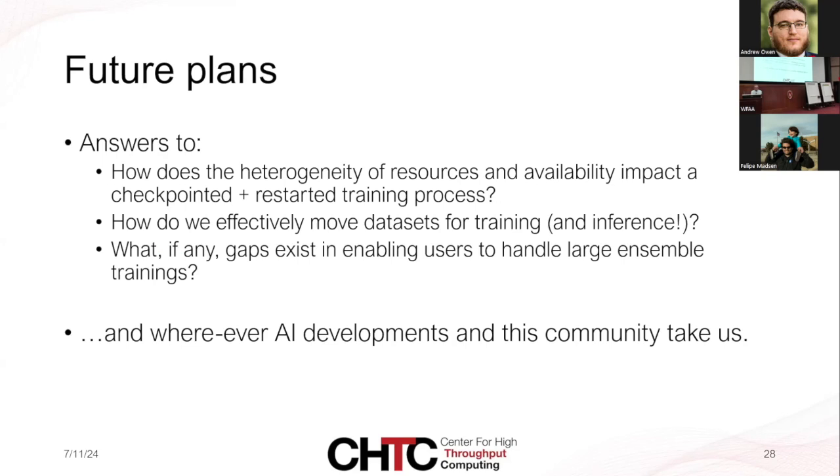What kinds of things can we do to more effectively move data sets for training and inference? We're addressing some of this with Pelican, but are there other expectations that users have? Maybe they don't use PyTorch, and so we need to envision other ways of moving this data around. Then finally, what, if any, gaps exist for somebody who wants to do these large ensemble models where they combine the predictive power of a lot of smaller, medium-sized models? And again, this is a fast-moving field, so wherever AI development and wherever this community wants to take us is also something we'll be looking at in the future.